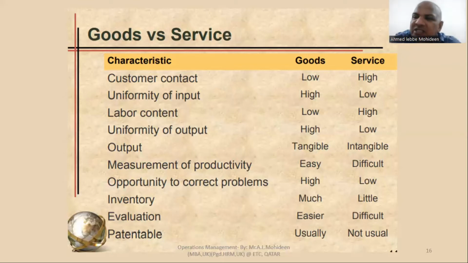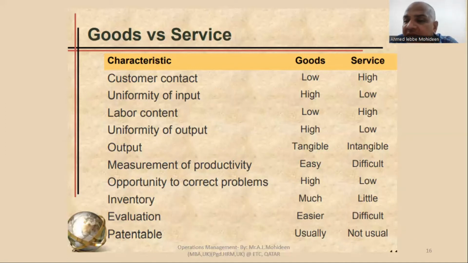Productivity is connected with efficiency and effectiveness. It's not easy. The wasted services, how do you know? It's not easy to measure, right? It's a difficult one. And opportunity to correct problems: if there is a problem, sometimes you have to see in the goods and services which place you can do some correction. The service area is low, but the goods you can see, they are tangible things. Inventory: you need much inventory for making goods, but for the services, less inventory. Evaluations: goods are easy to evaluate, but service, it's not easy.